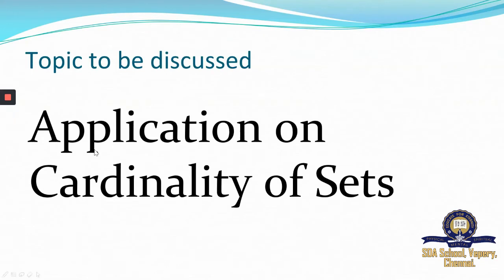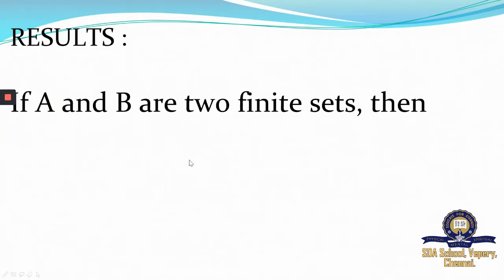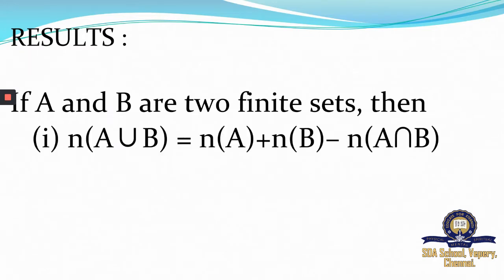As I said earlier, in today's class, we'll be discussing the application of cardinality of sets. These are a few results which they have derived. If A and B are two finite sets, then n(A ∪ B) = n(A) + n(B) − n(A ∩ B).